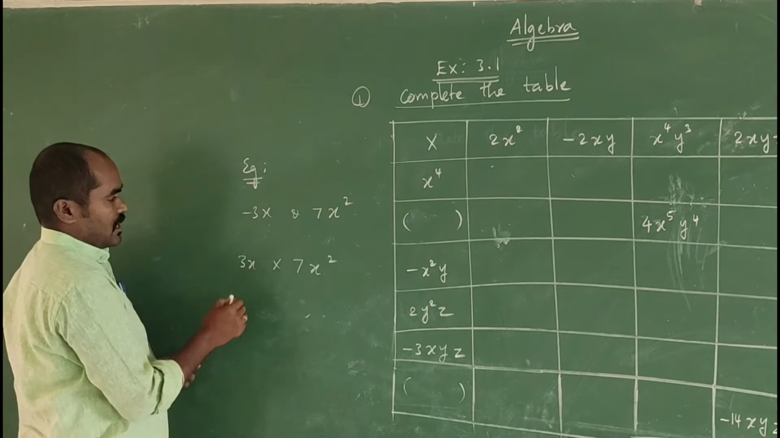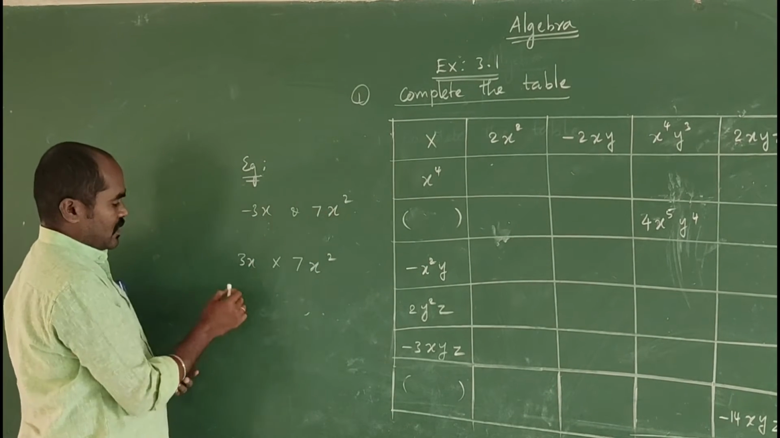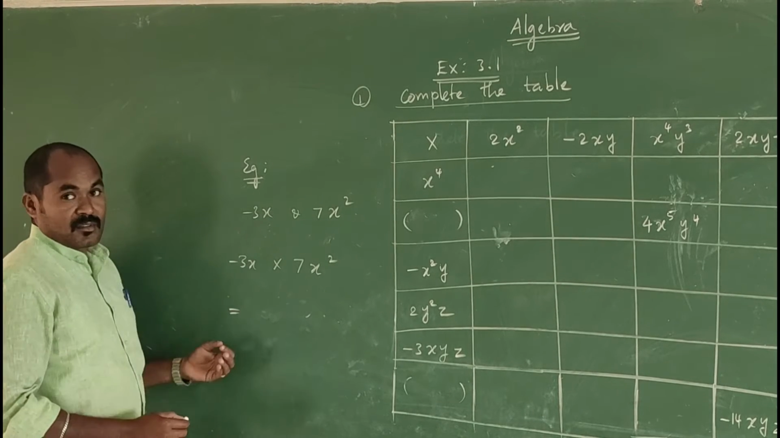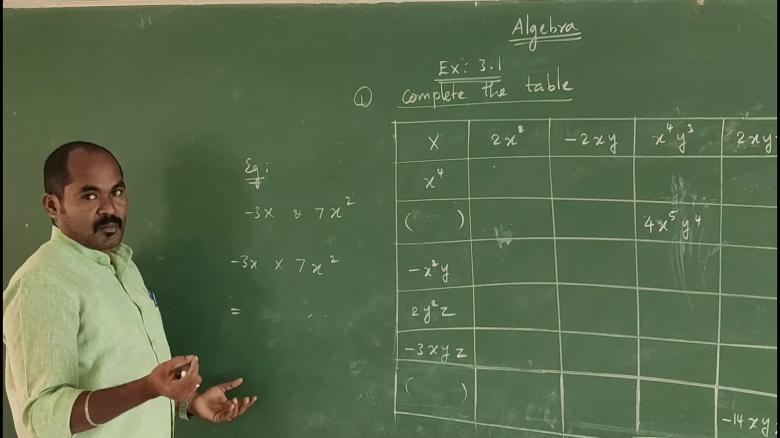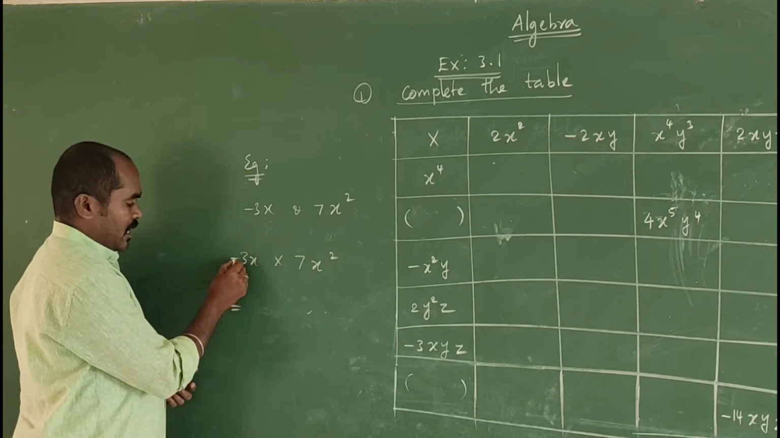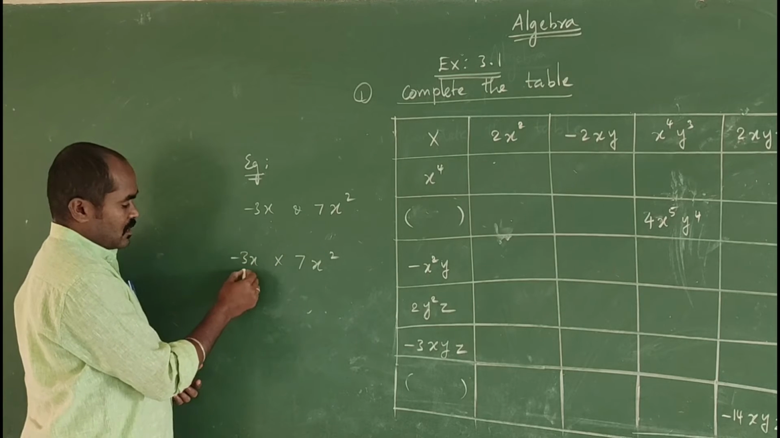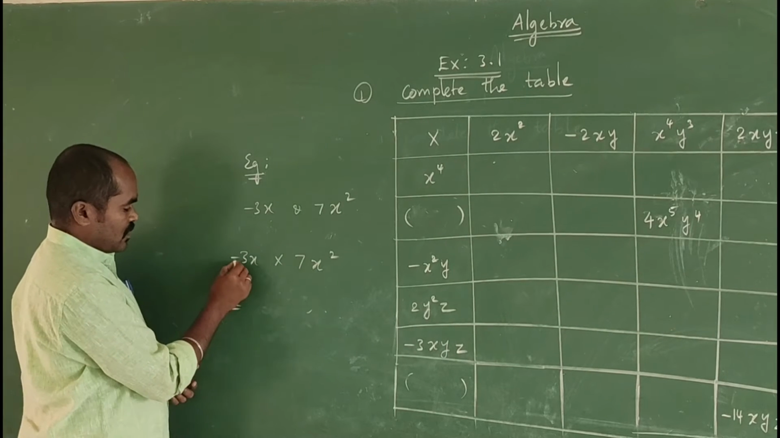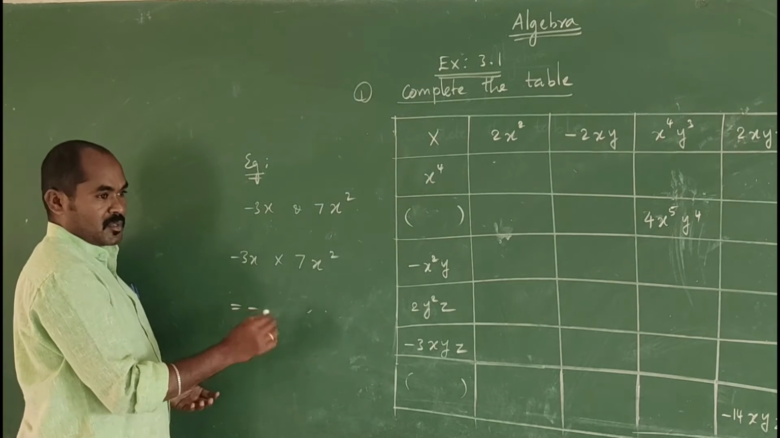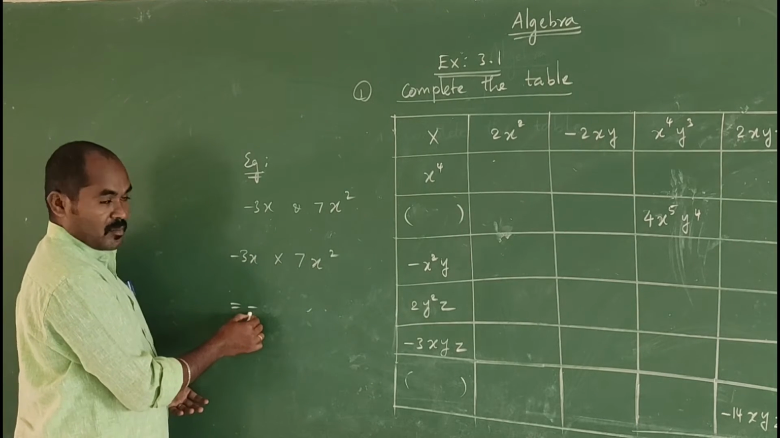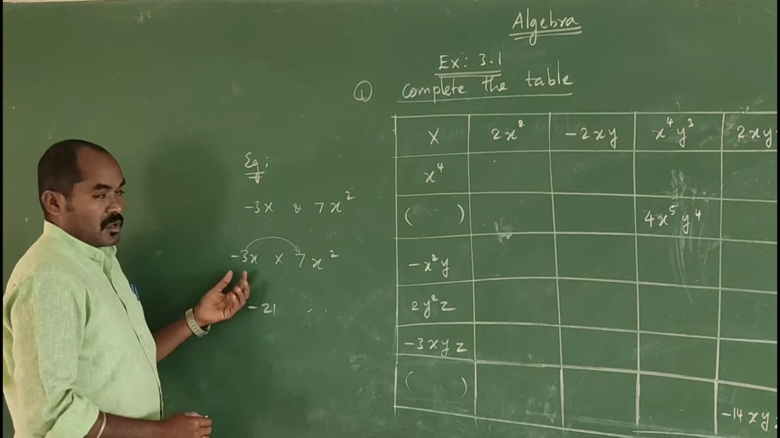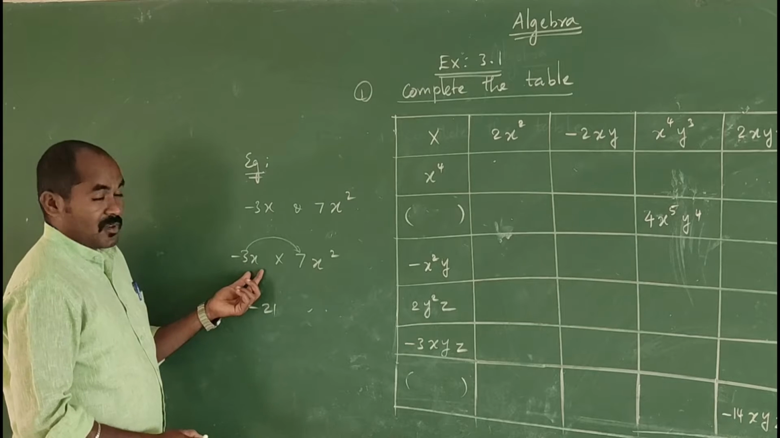Suppose this is minus 3x, this is plus 7x square. So minus 3x into 7x square. We have three steps. One is sign multiplication. Next coefficient. Next variable. So minus into plus is minus. That is product of sign first. 3 into 7 is 21. That is coefficient multiplication.